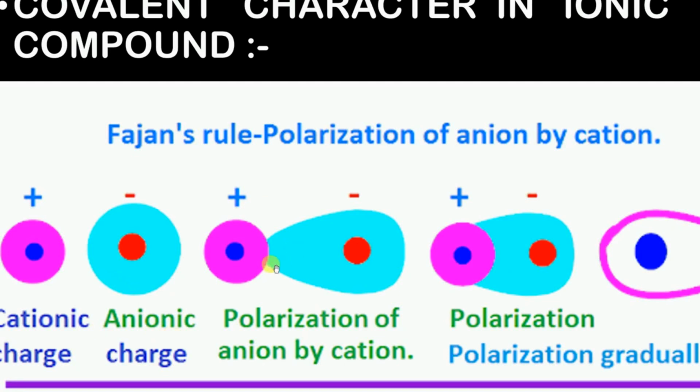Now, as we all know, this cation is positively charged. Am I right? The cation is positively charged and this anion is negatively charged. So due to this, the cation, being positively charged, is going to attract the outermost energy level electrons of the anion.